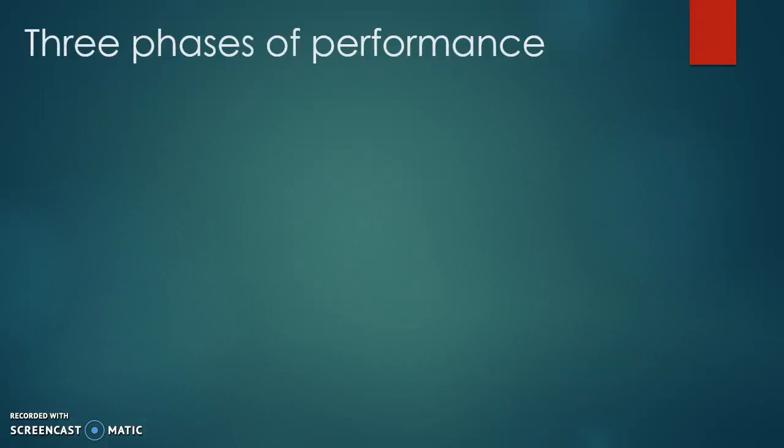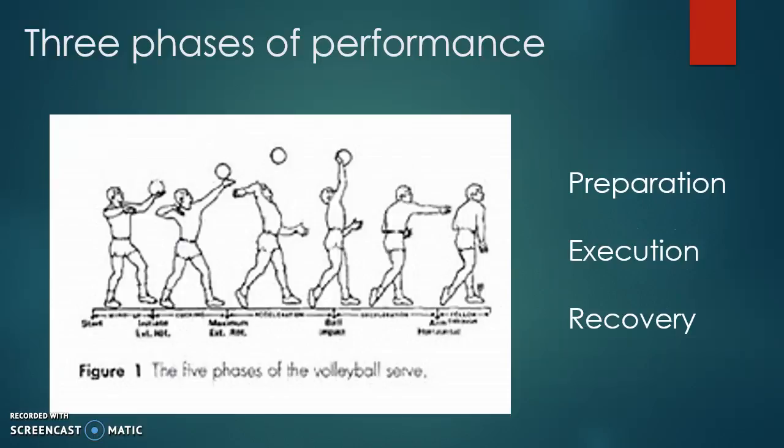Three phases of performance. The technical model can be broken down into three stages. The preparation stage: this is how the body moves into position to perform a skill. The execution phase: this is the movement required to perform the main section of the skill. And the recovery stage: this is getting the body back into position and regaining your balance and concentration after performing a skill.